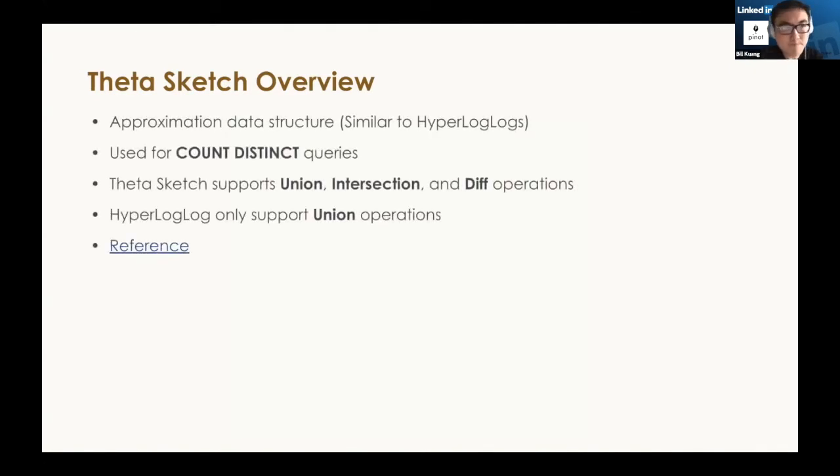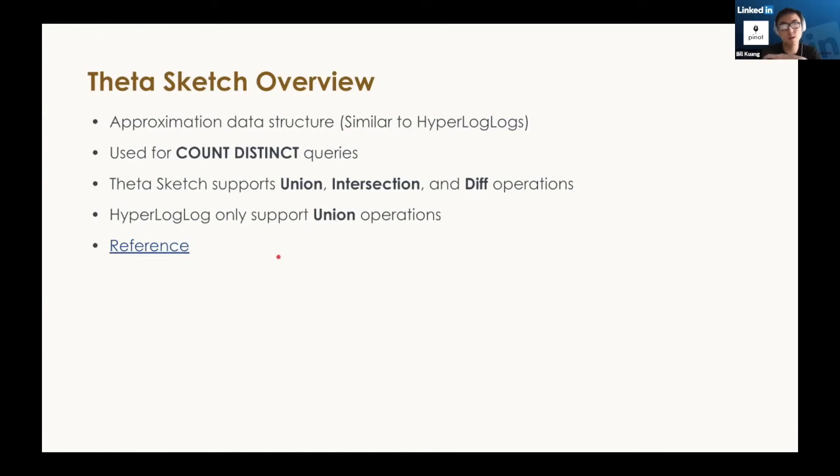And I'd like to go into an overview of Theta Sketch and how data sketching algorithms work in general. So Theta Sketch is an approximation, or a probabilistic data structure, if you will. It's very similar to HyperLogLog, both of which are used for count distinct queries, right? Both of these algorithms and data structures are used to approximate a distinct count within a set or multi-set.